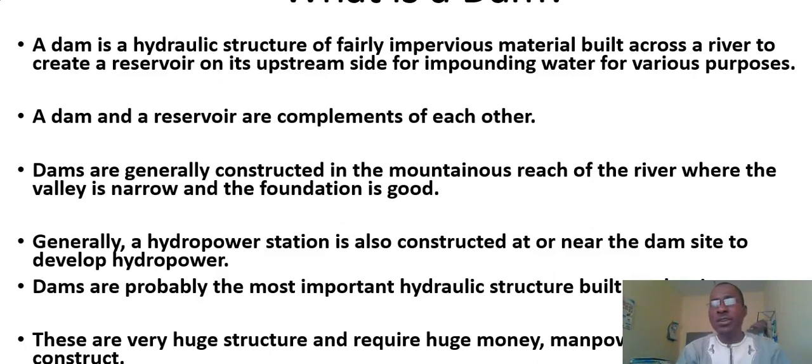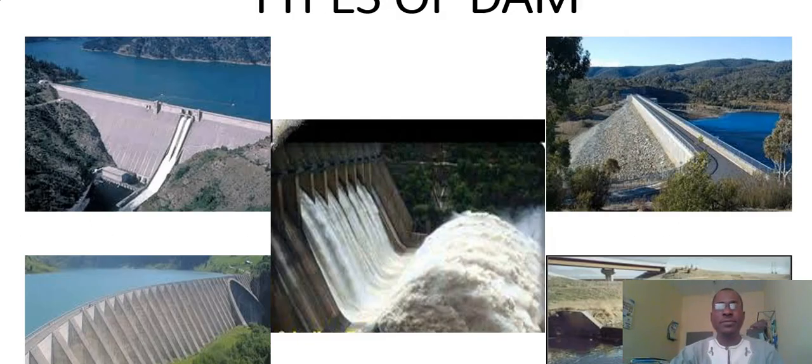Dams are generally constructed in the mountainous reach of the river where the valley is narrow and the foundation is good. Generally, a hydropower station is also constructed at or near the dam site to develop hydropower. Dams are probably the most important hydraulic structures built on a river, and they are very huge structures that require huge money, manpower, and time to construct. Above all, they need technique.